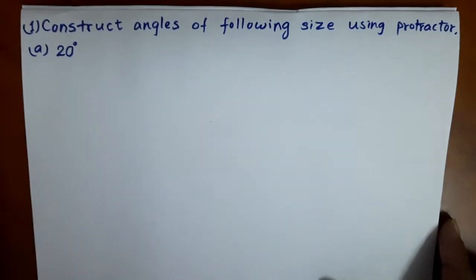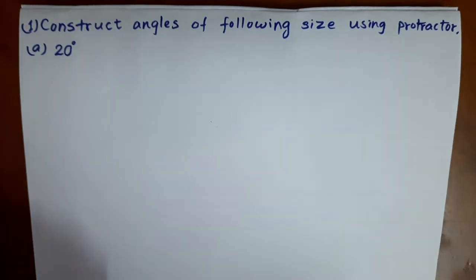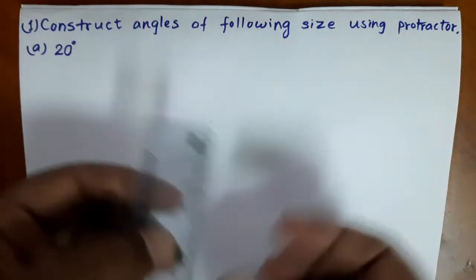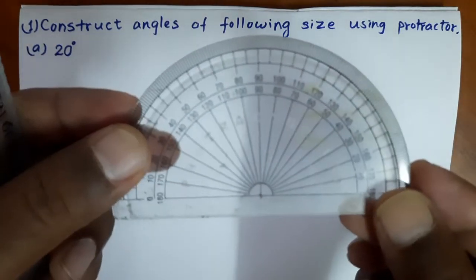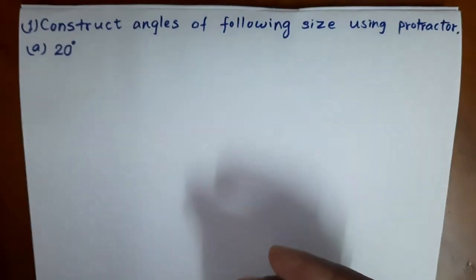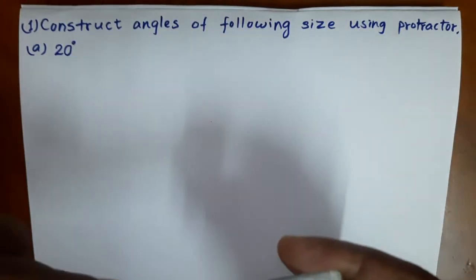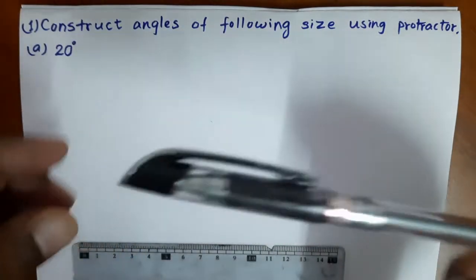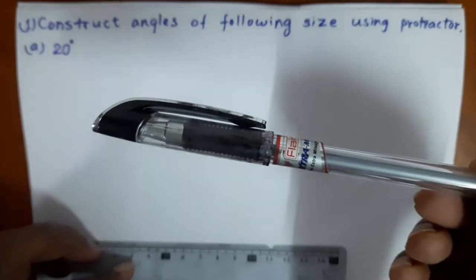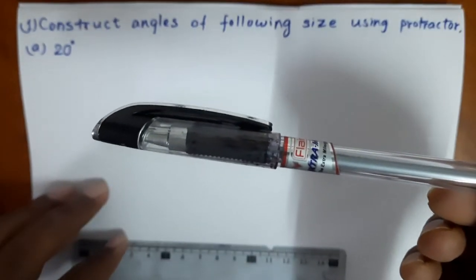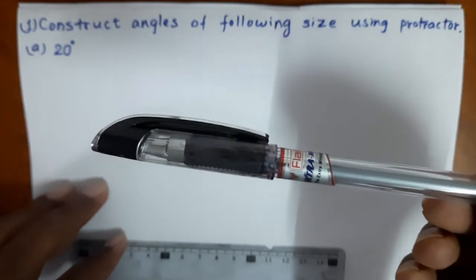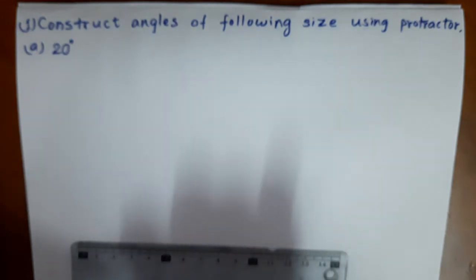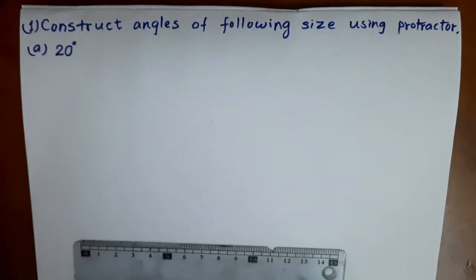Now without delay I will start today's topic, construction of angle. For construction of angle you need a ruler and a protractor. First of all you should draw a straight line using a ruler. You need a pencil also, but I have used a ball pen because a pencil will not be visible to you. I suggest you use a pencil to construct the angle. So first of all I am drawing a straight line.